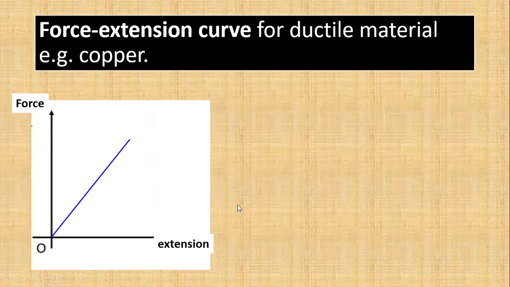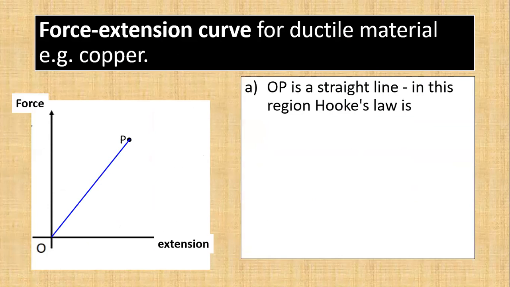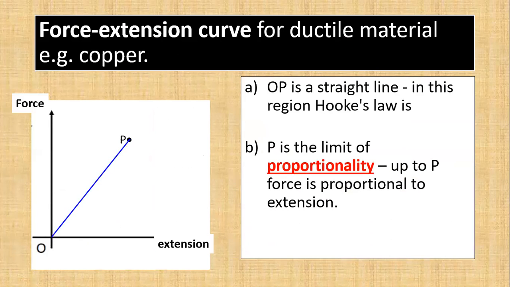So, force extension graph for copper. Example, copper, a ductile material, is first a straight line. Right? Stretch to P. OP is a straight line. That means in this region, we have Hooke's law. And then P is called the limit of proportionality. Means it's a straight line passing through origin. And after that, the graph is a slight curve there. Right? That's called the elastic limit, just around there. Doesn't have to be particular, around there. And then this one where it breaks is called B.